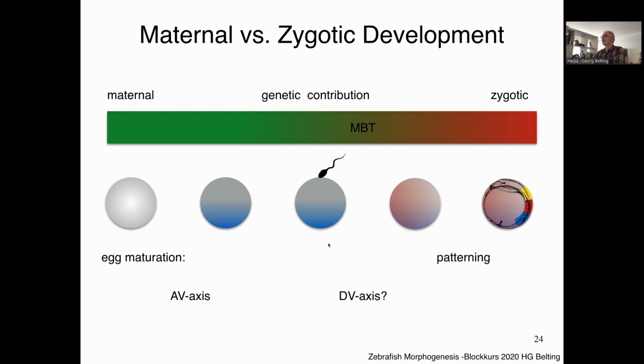Okay. Then, after this MBT, the dorsoventral axis is specified, and on top of this animal-vegetal axis, you start having this dorsoventral axis, which is becoming patterned, and then you end up with a complete zygotic program. You end up with a patterned embryo.